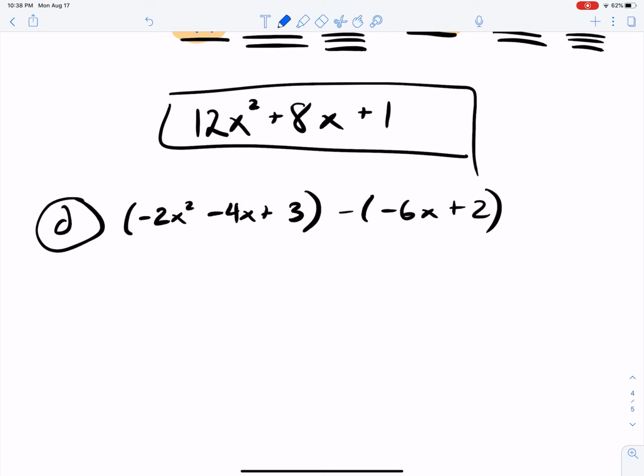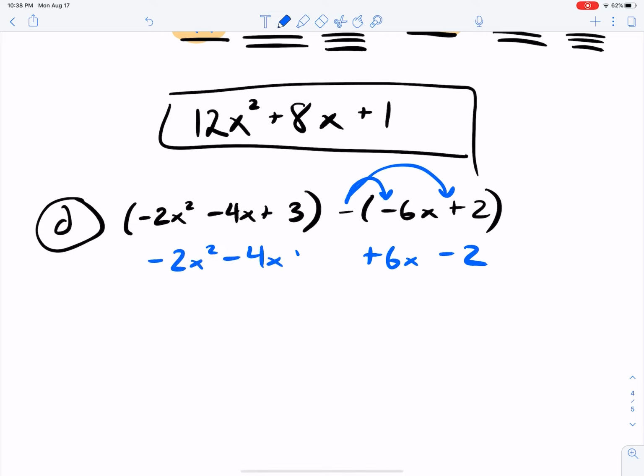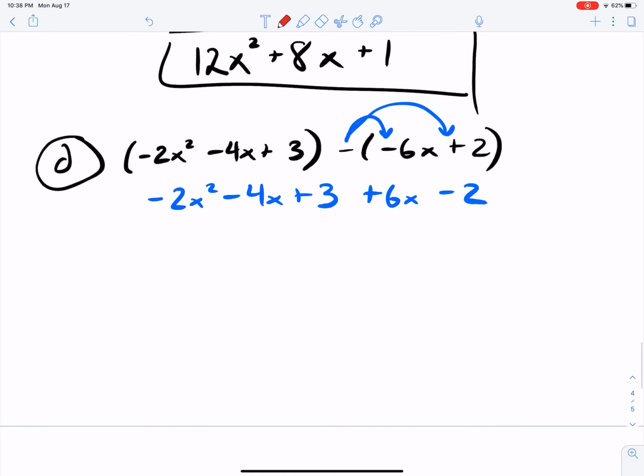Okay, so first thing we want to do is take care of this minus sign. We can distribute it, or we can just flip the sign, so that becomes a plus 6x and a minus 2. Everything on the left over here, I'm just going to bring down. I like to underline it. I don't like to draw circles or squares around it.